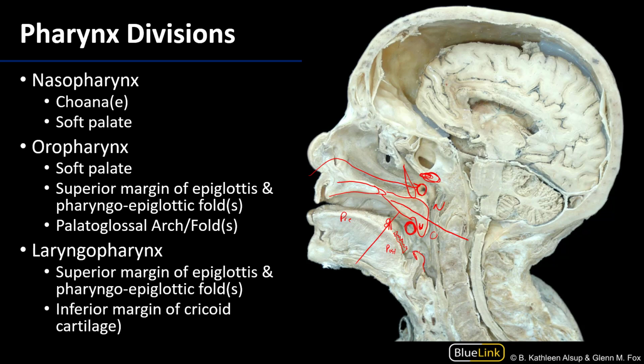Here's the margin of the epiglottis in the pharyngoepiglottic fold. So if we were to draw a line along there, that's the border between the oropharynx and the laryngopharynx, the boundary between those two. But before we get there, we can see a hyoid bone right there.